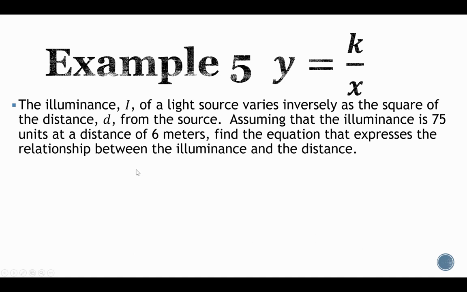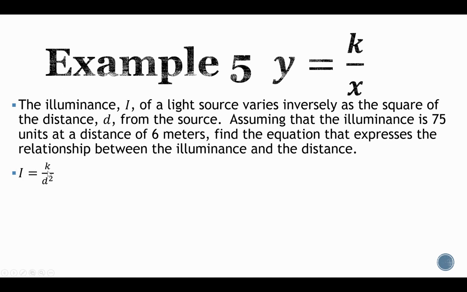So the luminescence, I, of a light source varies inversely as the square of the distance, d, from the source. This kind of makes sense. The farther away you are from a light, the dimmer it's going to look. Assuming that the luminance is 75 units at a distance of 6 meters, find the equation that expresses the relationship between illuminance and the distance.